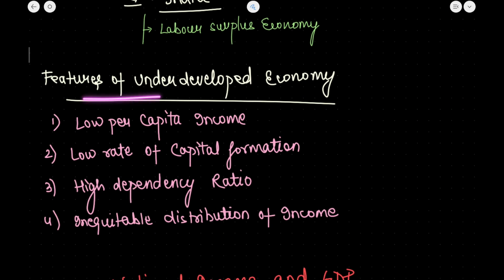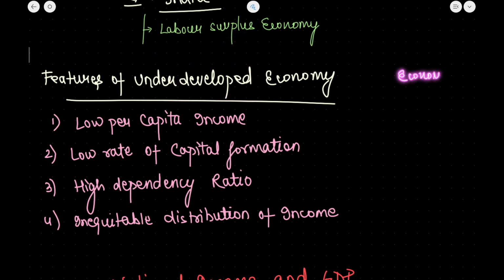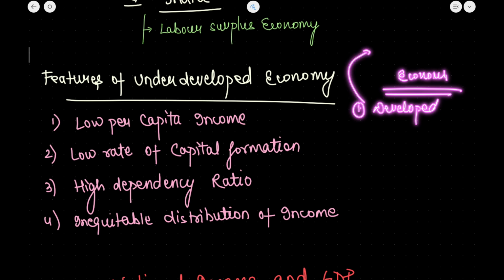Now what are the features of an underdeveloped country? Underdeveloped, as the name suggests, means it is not developed. See, there are three levels. Basically, if I talk about the countries or the economy as a whole, on the top are the developed countries. Now these developed countries include the USA, Russia, etc. Although China is also developed, it terms itself as developing.